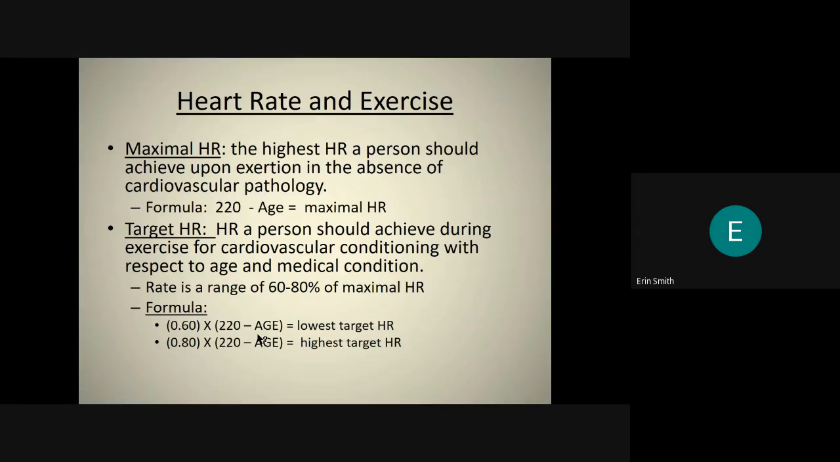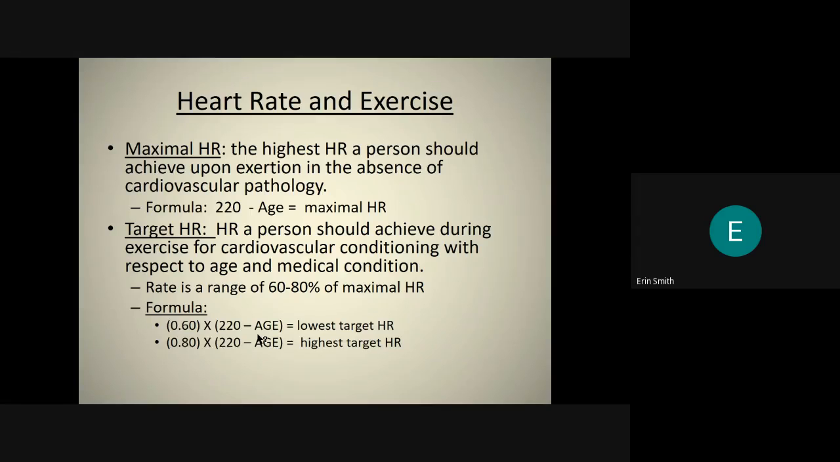Okay, so if a patient is 30 years old, their max heart rate is going to be 220 minus 30. That would be 190. Then their lowest target heart rate is going to be 0.6 of 190, so that would be 114. That would be the lowest end of their target heart rate. The higher end of the target heart rate would be 0.8 times 190, and that would be 152.